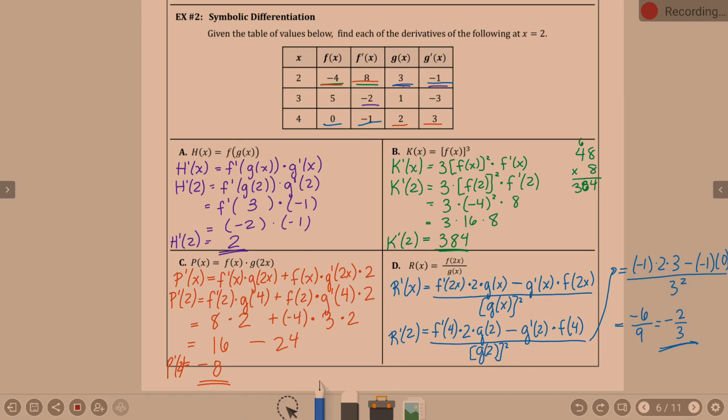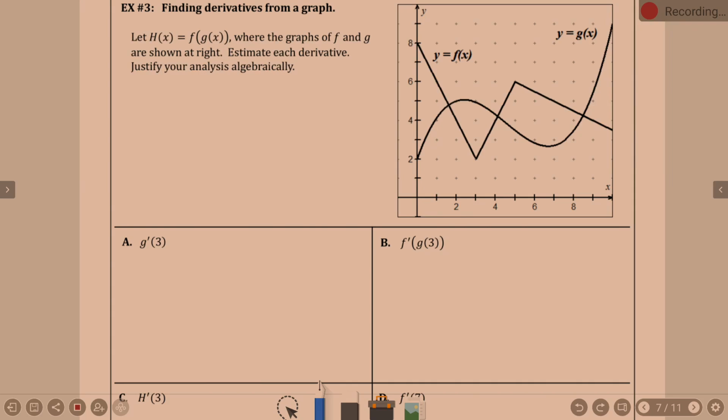Okay. Our last page is finding derivatives from a graph. And by the way, did I really teach anything new here? These are all things that we've already learned, yes? So I feel like this is kind of a practice lesson. The graph is a little bit new, but we just have to gather our information from the graph. That's the only difference here.